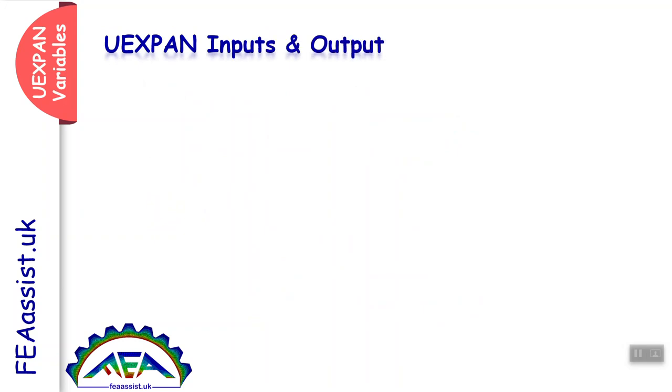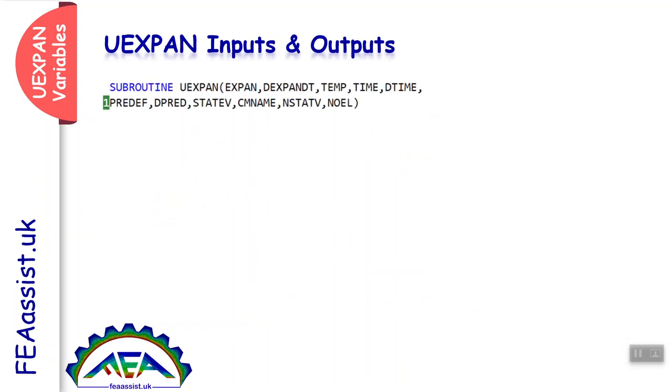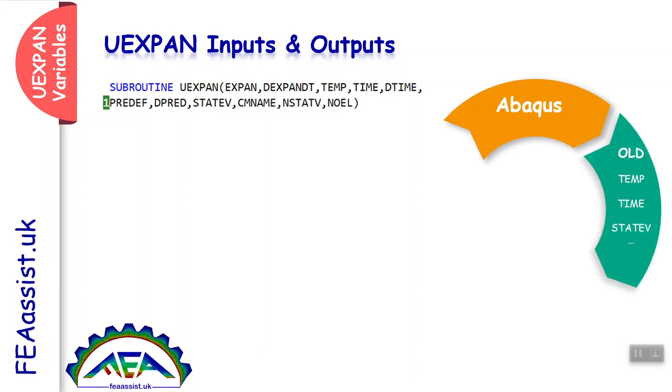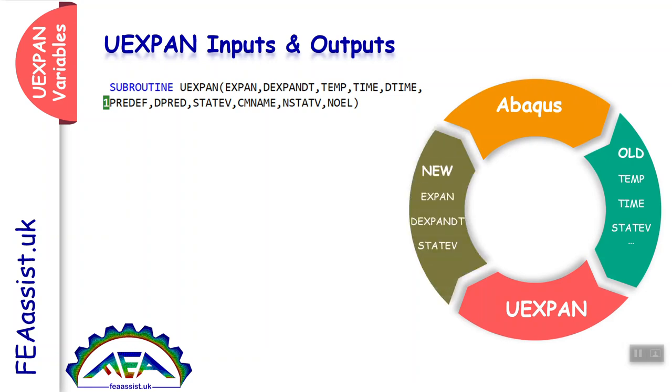VUEXPAN variables. VUEXPAN inputs and outputs. VUEXPAN subroutine has some inputs and we need to process them and export an output to Abaqus. In other words, Abaqus computes temperature, time, state variables. We need to use these variables in VUEXPAN subroutine and define the expansion coefficient, and the derivative of the expansion coefficient with respect to time, temperature, state variables, and return these variables to Abaqus.